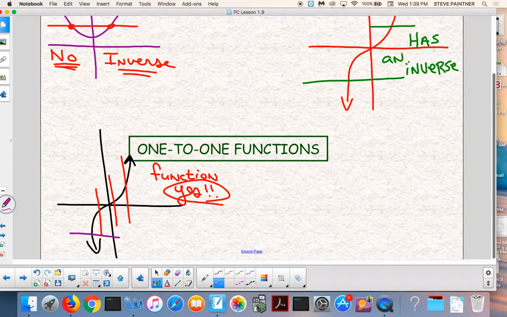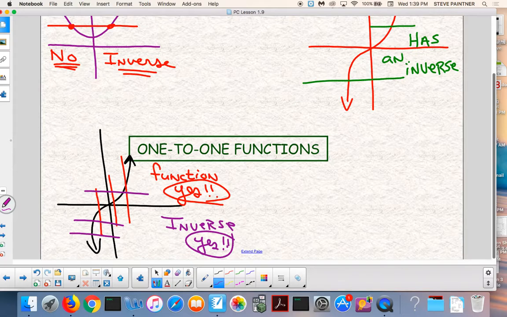So here's the other test. Does the cubic function pass the horizontal line test? Did you hit it once? Yep. So what does that mean to you? That means, does it have an inverse? Yes, it does. So if it's one-to-one, it passes both tests, which means it is a function, thumbs up, and it has an inverse, thumbs up. You get a double thumbs up. This is when everything is good. So one-to-one just basically means that.